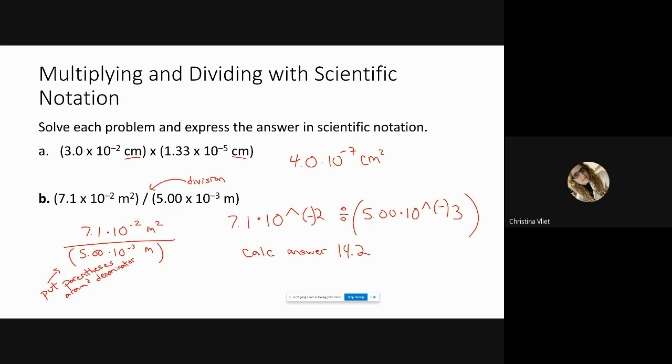Type it in the calculator. Let's see. Yeah, do that. Did you get it in the Desmos? Yeah. You have it here? Perfect. All right.